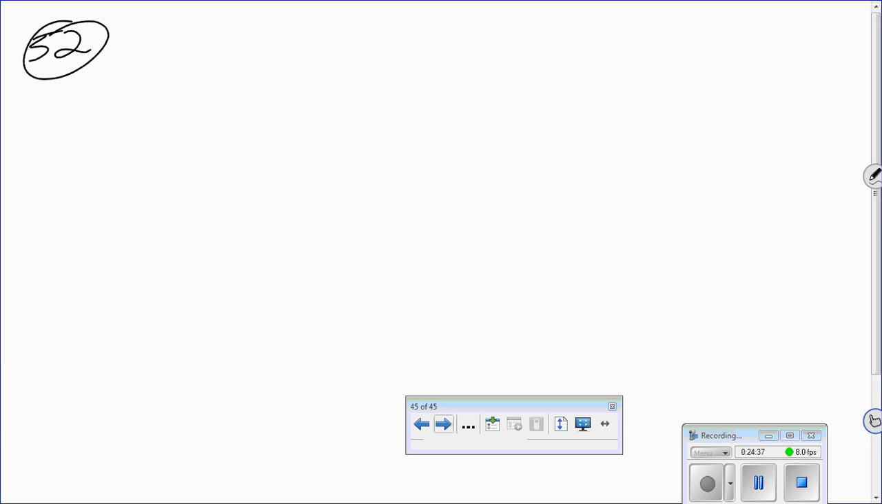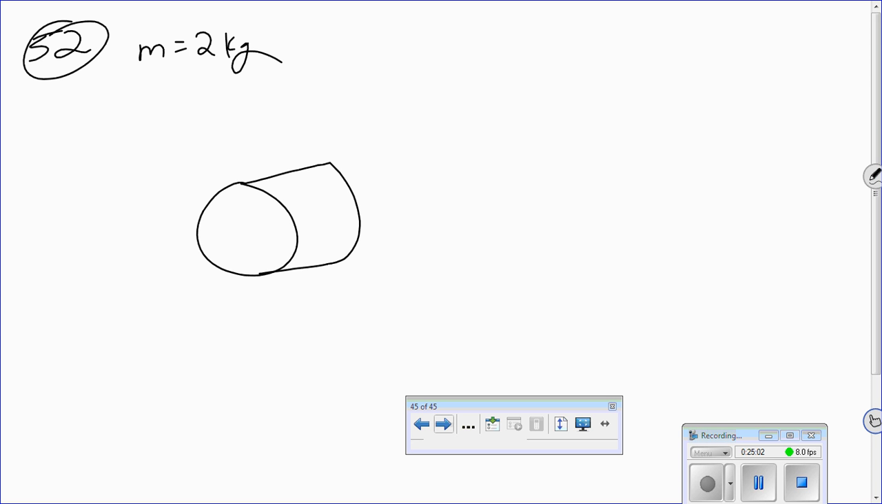All right, so 52. Oh, that's right, this crazy drawing. It says in the figure at the right, a cylinder having a mass of 2 kilograms. Let's write that down, that feels important. The mass of this thing is 2 kilograms. It can rotate about its central axis through point O. Forces are applied as shown. So let me see if I can recreate this drawing here. If I'd been smart, I would have printed it off.